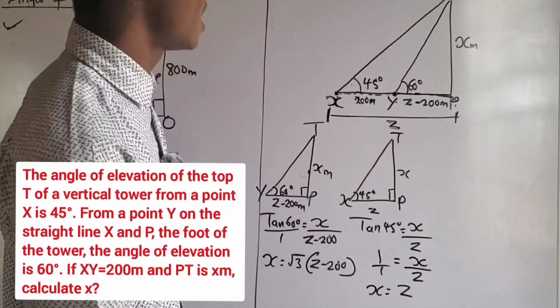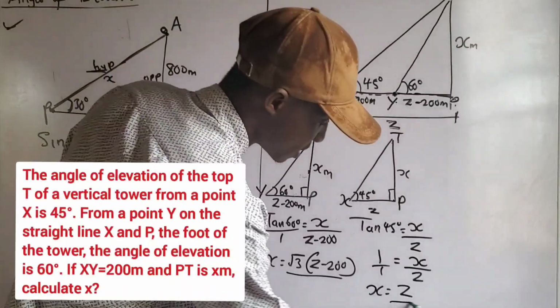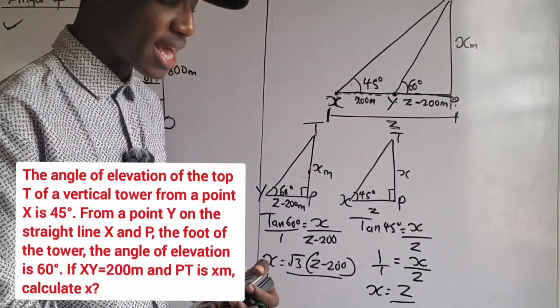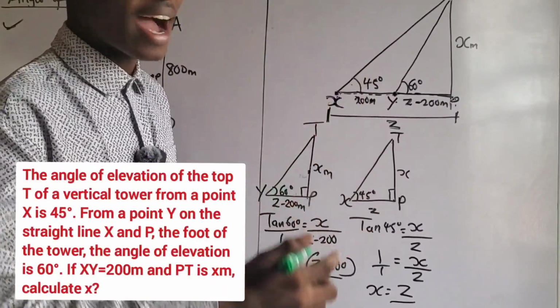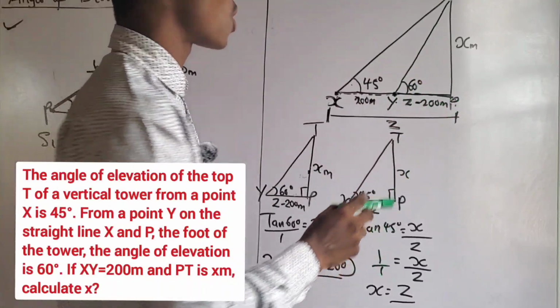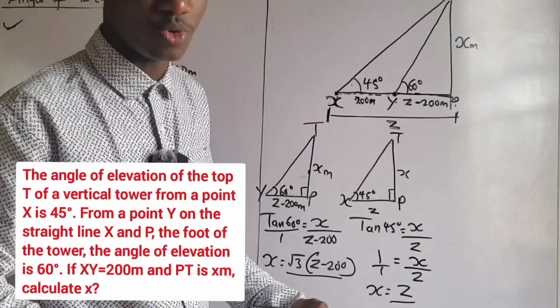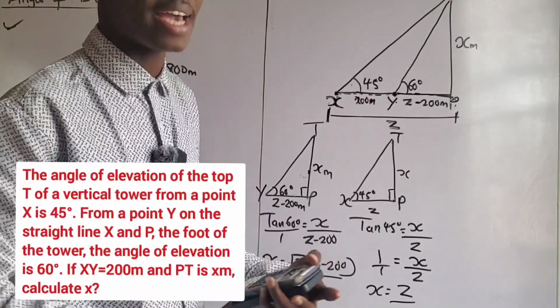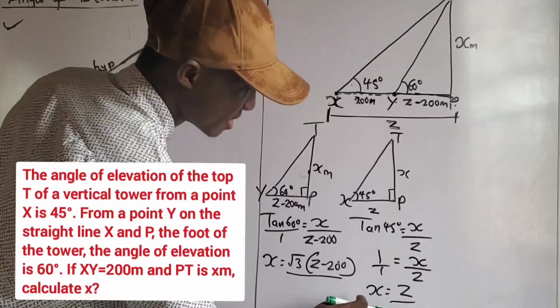Now, we can equate this expression and this expression, because X must be the same for both triangles. Don't forget that X is the height, and the same height that works for triangle TYP must also work for triangle TXP, because TP doesn't change in both triangles. TP is always the height for both triangles, so we can equate this X and this X.